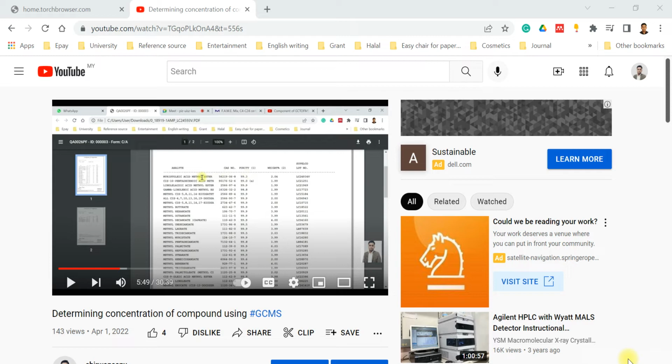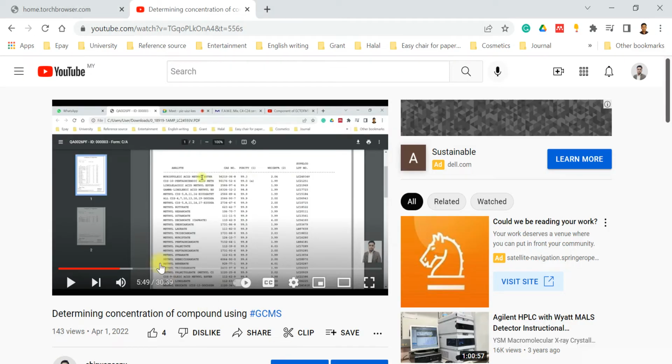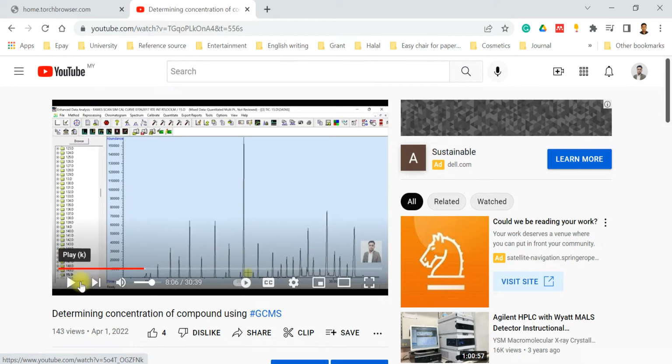I received some comments from viewers who watched this video related to determining the concentration of a compound using GCMS. The software that I used in this video is called Enhanced Data Analysis, which comes from the Agilent software. But the one that I showed you on YouTube is using the quantitative method using the software.